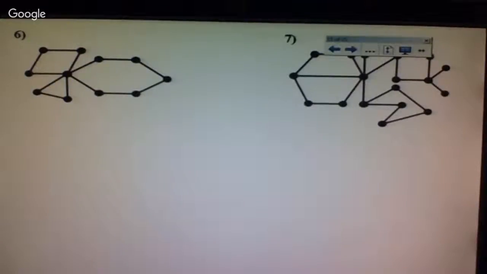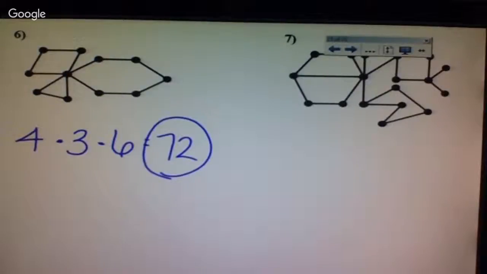Number 6, you said we have 3 circuits. Do they share anything in common? No. So we just need to figure out, this first circuit up here has how many options? 4 options times this circuit has 3 options times 6 options. There's 72 total options.